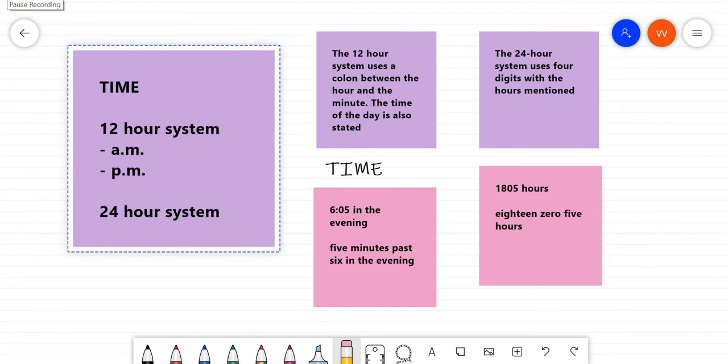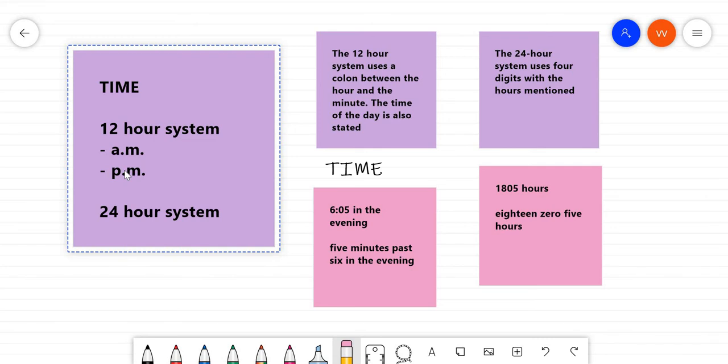Okay, let's continue with our time topic in the 12-hour system. The 12-hour system shows you morning and evening with the same numbers, but we have to differentiate whether it is morning time or evening time. The symbols that we use to describe the time in the morning and in the evening are AM and PM.